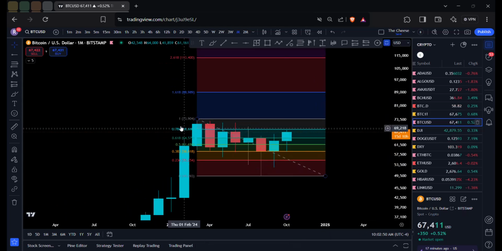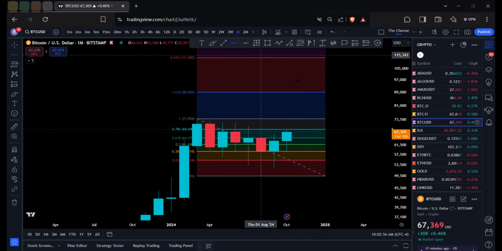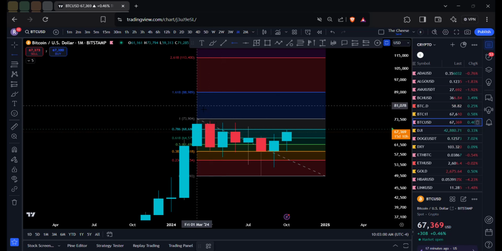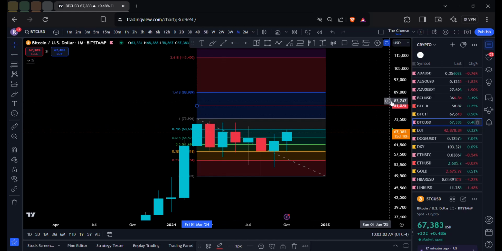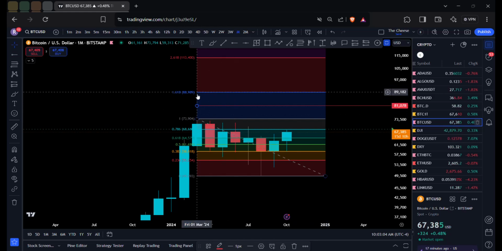In this fib, what I did was I went from the high, brought it down to the low, automatically makes these levels here. There's usually one in the middle from the 1 to the 1.618, let's just say 81,000. And then the next fib level is 90,000.